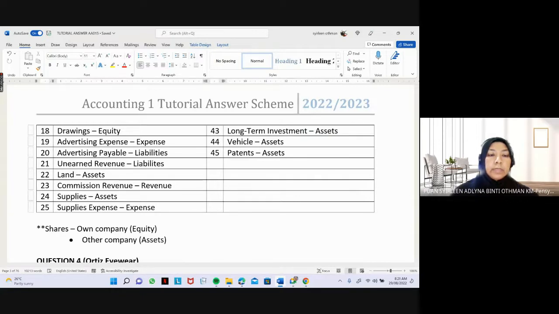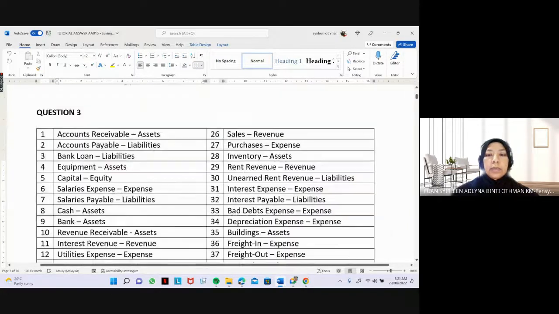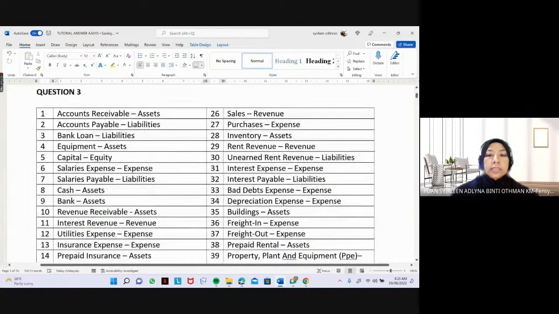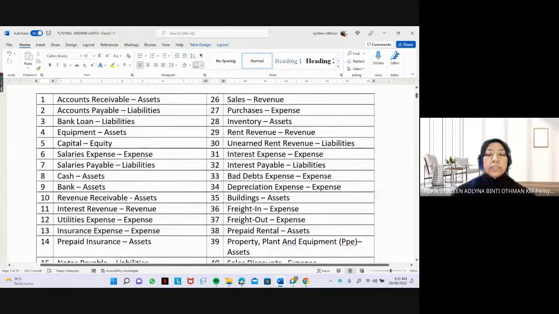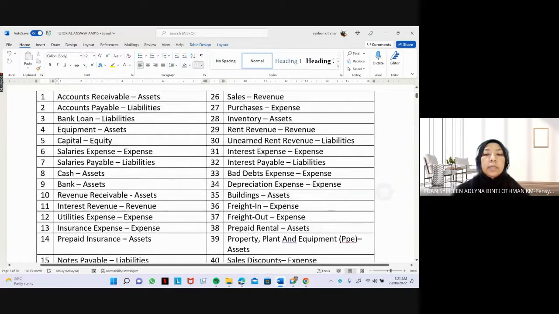Then you have unearned revenue. It's your liabilities as well. Okay, there's a typo here. All right, and then you have land, assets. Commission revenue is your revenue. Supplies is asset. Supply expense is expenses. Okay, and then number 26, sales is revenue. Purchases is expense. Okay, inventory is asset.